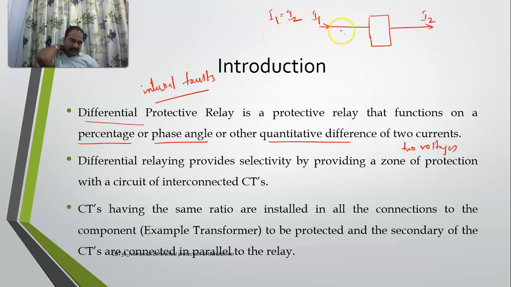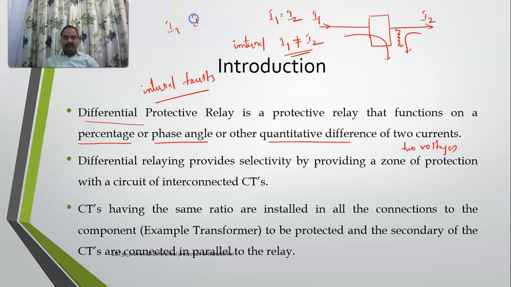If there is any fault happening in between, an internal fault, then automatically the current will be flowing in this fashion and in this fashion. Then in that case, I1 is not equal to I2 in case of internal faults. So you will always be comparing I1 and I2. If I1 is not equal to I2, then automatically you will give a trip signal. So this is how your differential relay works.